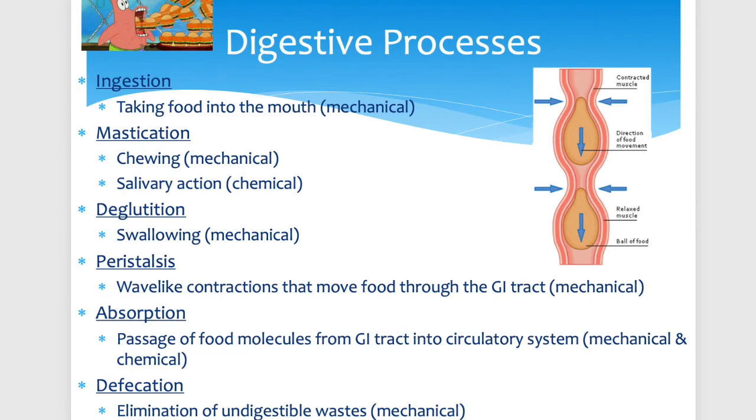And then finally, you have defecation, which is mechanical. It is physically getting rid of undigestible waste. You better know it as pooping.